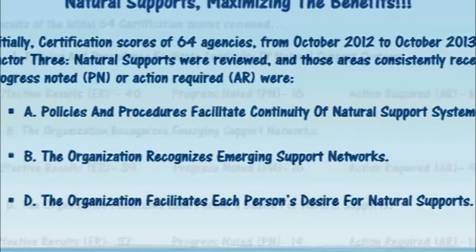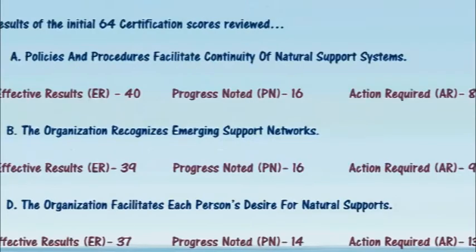Results for each of the indicators for the 64 scores reviewed were: Indicator A on policies and procedures, 40 had effective results, 16 had progress noted, and 8 had action required. Indicator B on recognizing emerging support networks, 39 had effective results, 16 had progress noted, and 9 had action required. Indicator D on facilitating the individual's desire for natural supports, 37 had effective results, 14 had progress noted, and 13 had action required.